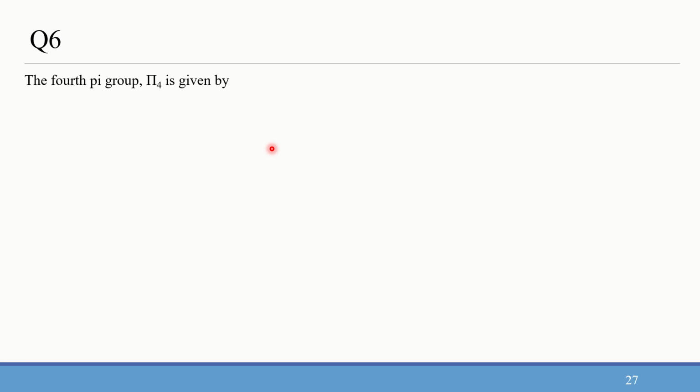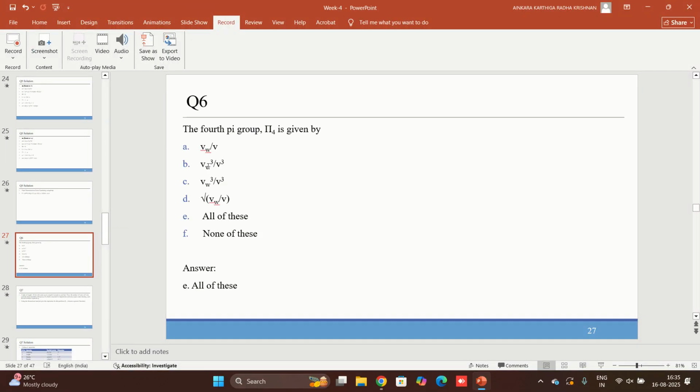So, question 6, the fourth pi group pi 4 is given by dash. Option A, VW by V. Option B, VW cube by V cube. Option C, okay, it is square actually. Square.